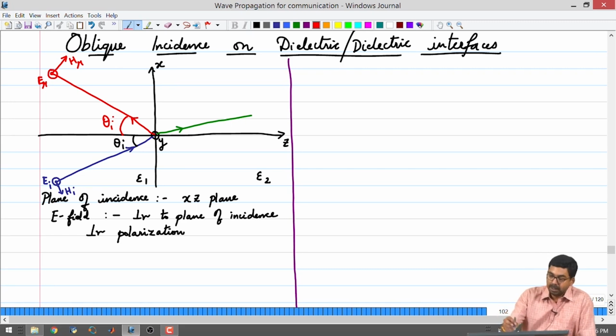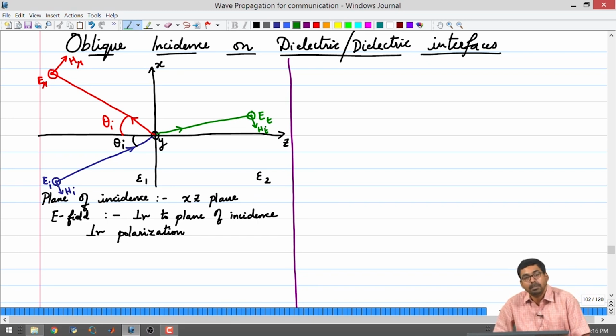Now, proceeding to the transmitted part. Again, we are making sure that the E field is always perpendicular to the plane of incidence. So, I am going to have E transmitted pointing out of the paper. The magnetic field is simply going to follow a similar form as the incident field. So, it is going to look like this to form the right-handed triad.